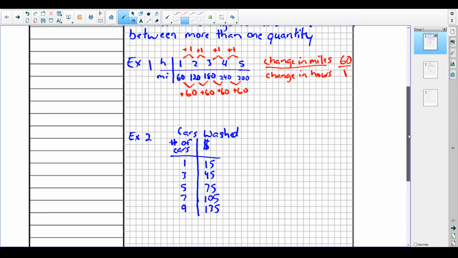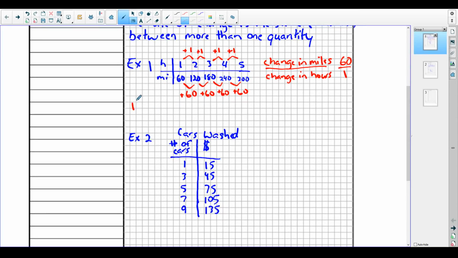Okay, that's example 1. Oh, I'm supposed to write this down in words. Okay, so the constant rate of change is 60 miles per hour. Okay, that's example 1. That's all we're doing. We're going to take a table and look for the pattern.